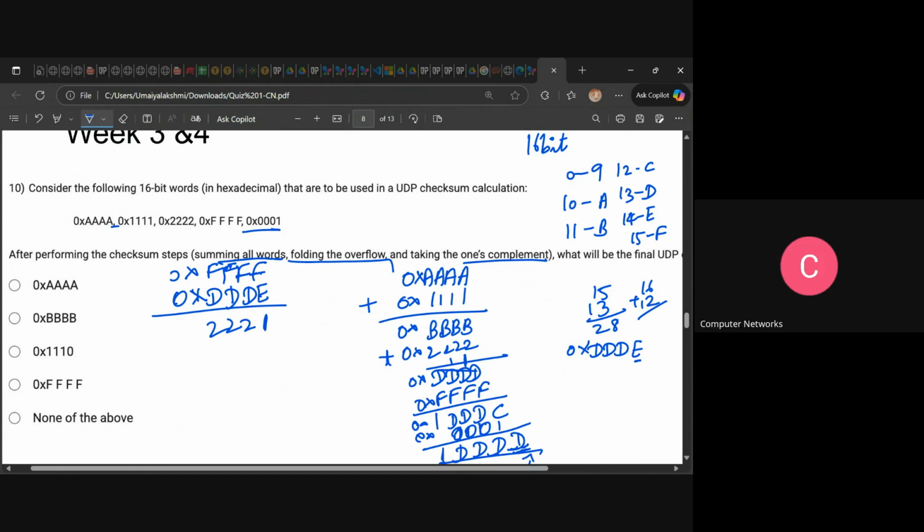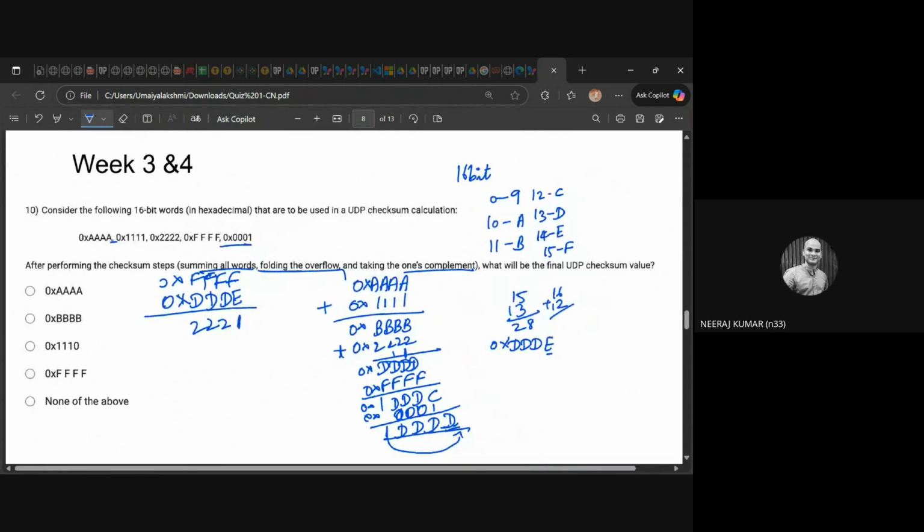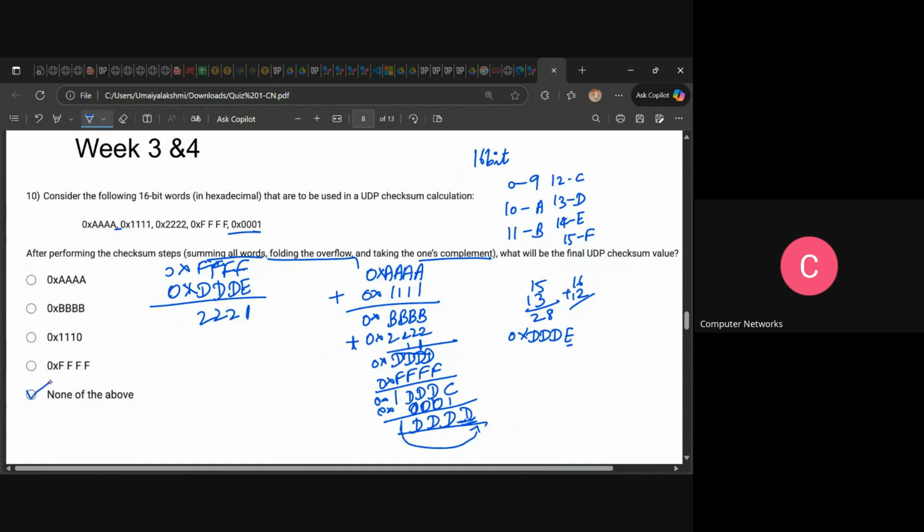So here they have asked what is the value of it, right? The answer has to be 0x2221, but it is not present here, right? None of the above will be the answer.